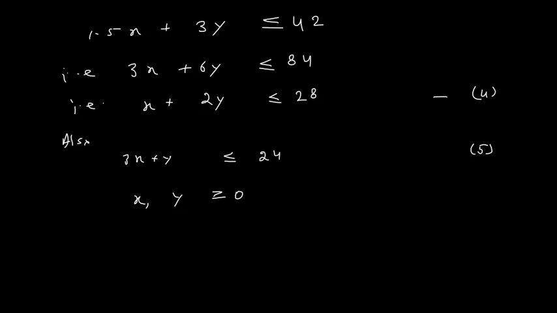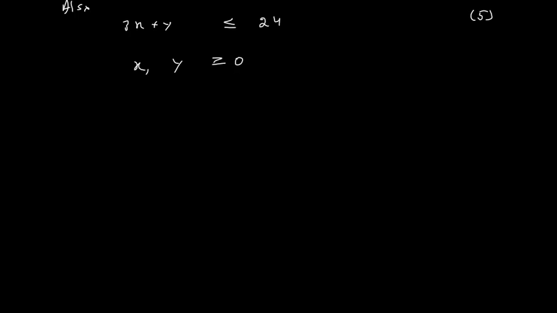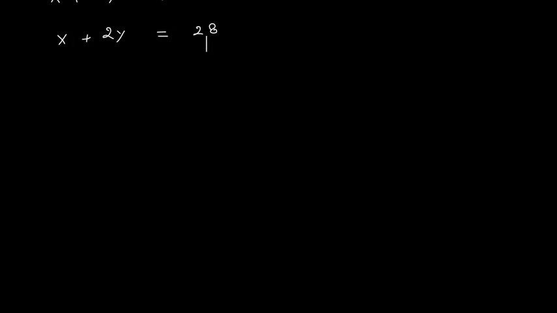Now I will plot these equations. First, x plus 2y less than or equal to 28. For this I will consider the equation x plus 2y equals 28. Now here, x and y: when I take x as 0, I get y as 14. When I take y as 0, I get x as 28.